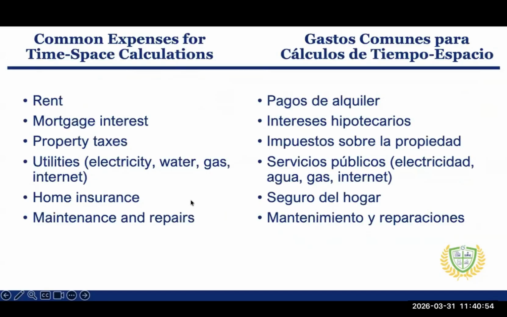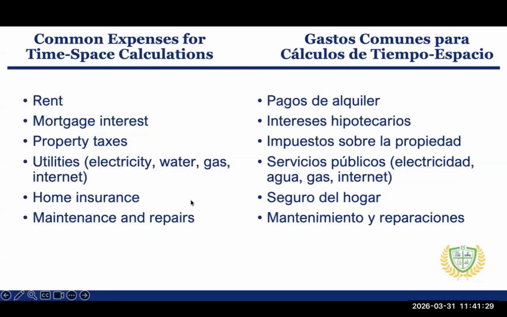So now let's look at some common expenses that can be partially deducted using time-space calculations. And these are just the common expenses. There are more, but the more common ones are, first, rent payments. If you live in your home and you're renting, you pay rent, a portion of that rent can be deducted from your business income.